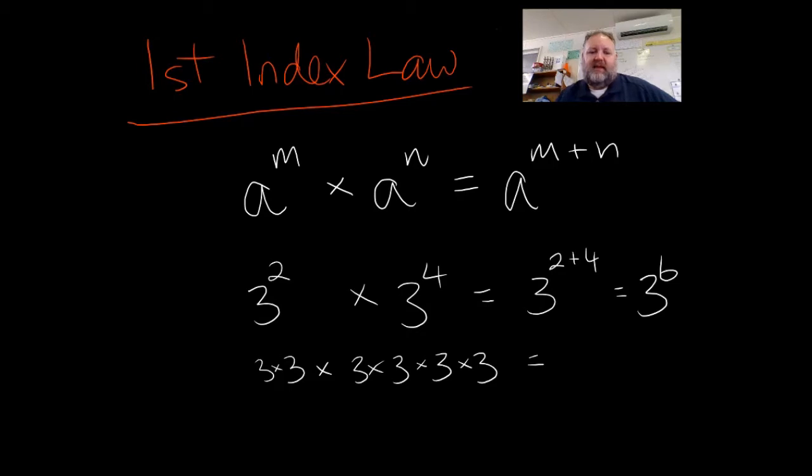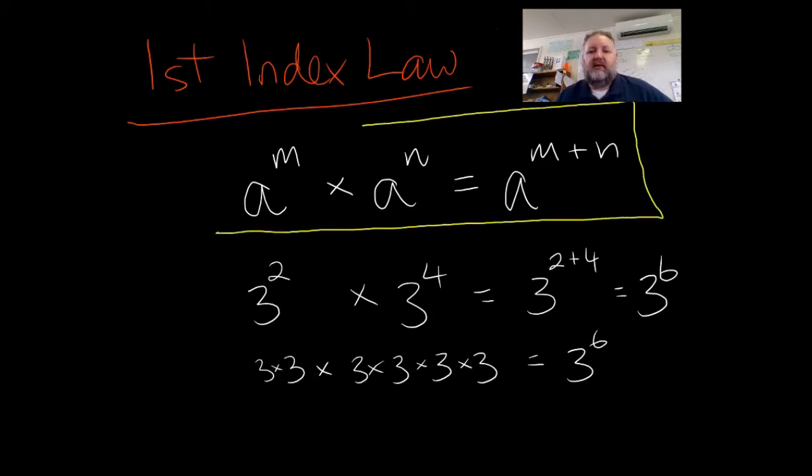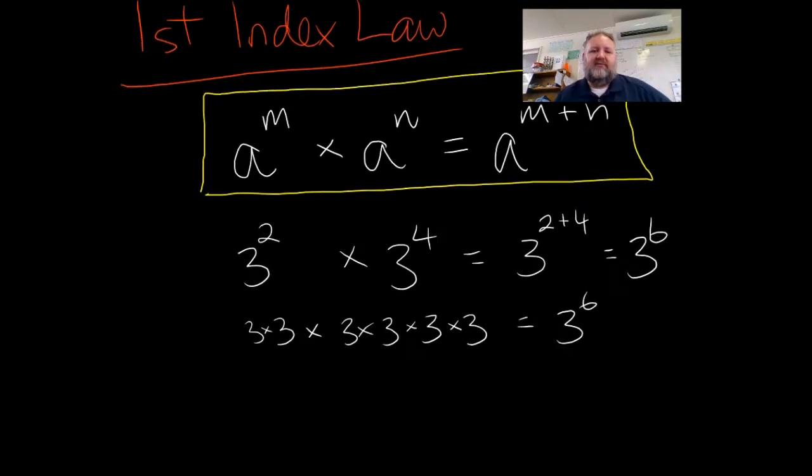So here I've got 3 to the power of 2, and here it is, 3 times 3. Here I've got 3 to the power of 4, and here it is 3 times 3 times 3 times 3. So if I was to add all of those up, I would end up with 3 to the power of 6. So our first index law, here it is, just up here, that a to the m times a to the n will equal a to the m plus n. Okay, so very good. Let's go on to our second index law.